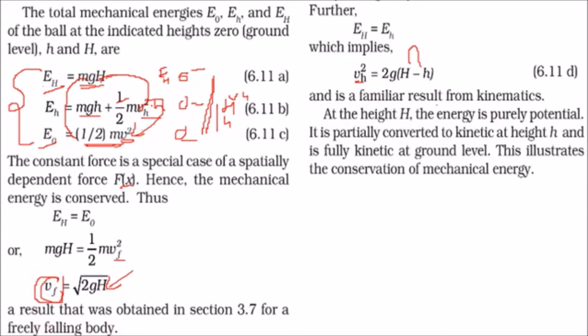At the certain height H, if the body is at rest, it is purely potential. It comes down, it has potential and kinetic energy. When it touches the ground, it has only kinetic energy.